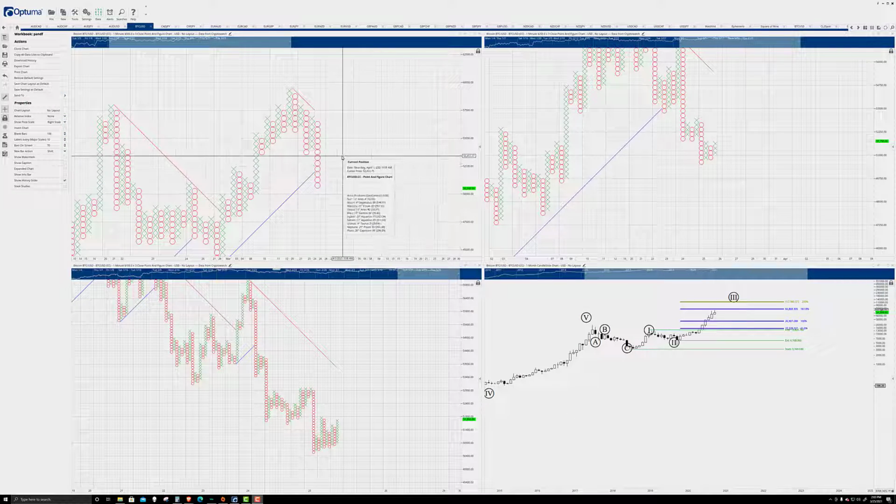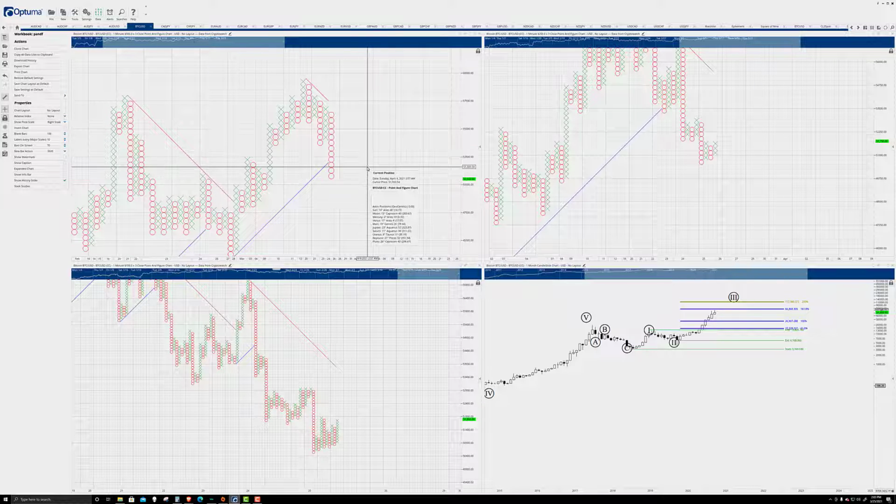All right, so Bitcoin, we're going to do point and figure. I love point and figure, by the way. It's my preferred way of trading.